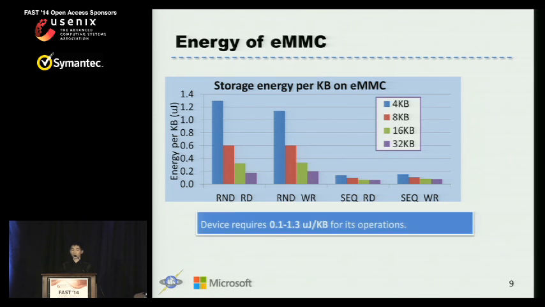As you can see from this figure, that device requires only 0.1 to 1.3 microjoules per kilobyte for its operations. Please remember this number because we are going to compare the energy of the storage hardware with the energy consumption of the whole storage stack. And you will see a very big difference.